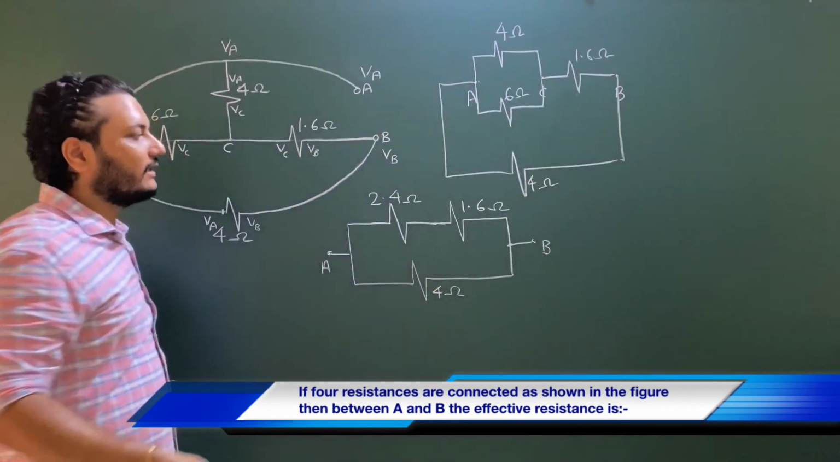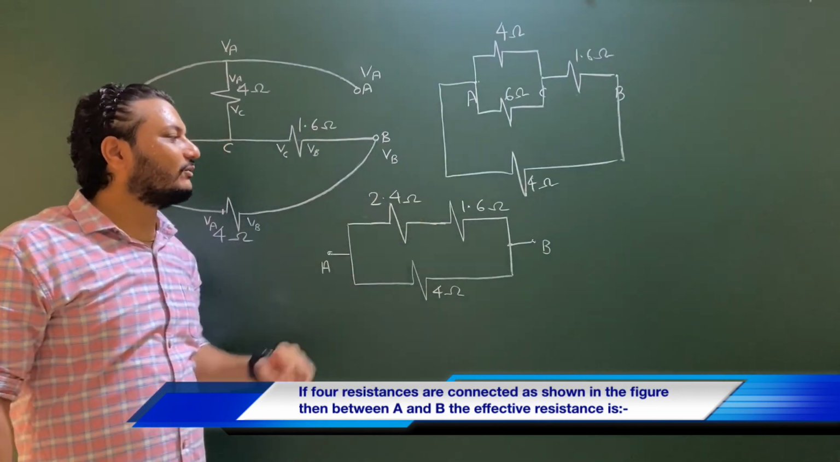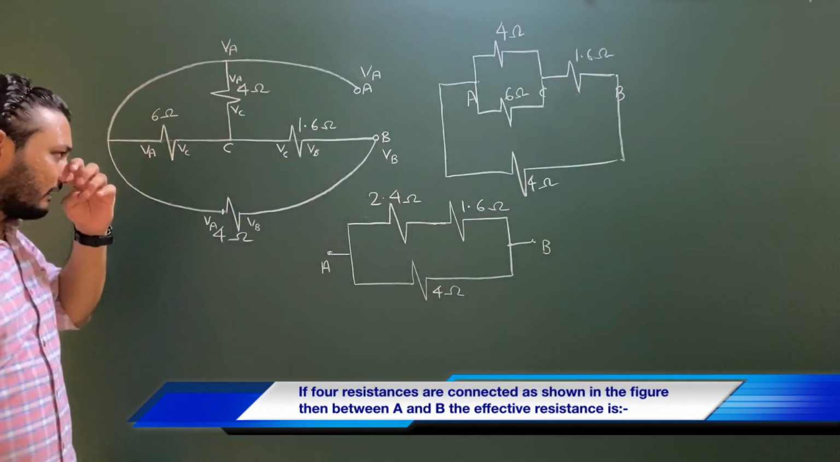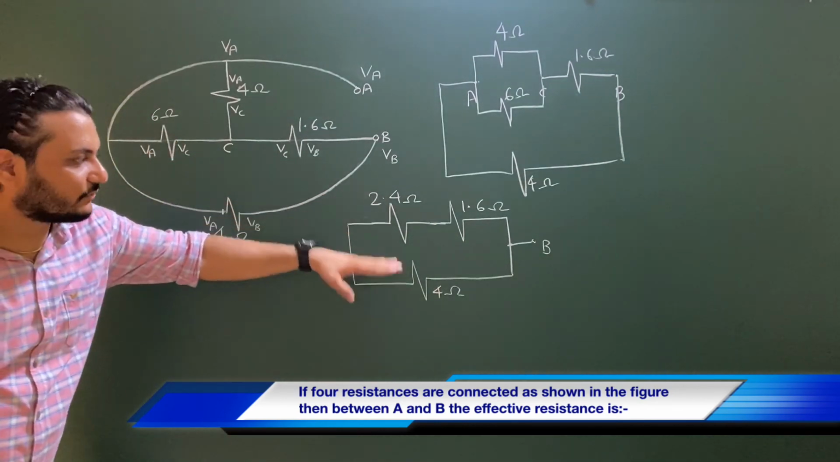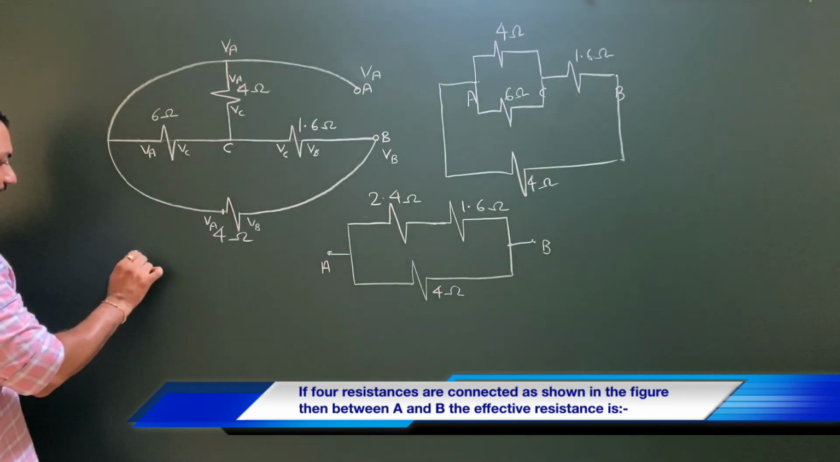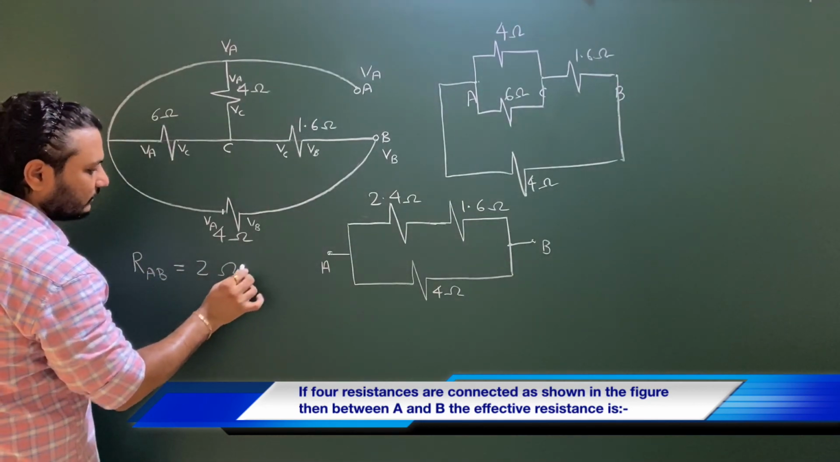Now if you observe again, 2.4 and 1.6 are in series. If you calculate the equivalent of these two, you will get a total of 4 ohm. That 4 ohm resistance and this 4 ohm resistance are in parallel, so 4 and 4 become 2 ohm. So the resistance between A and B is equal to 2 ohm. This is your final answer.